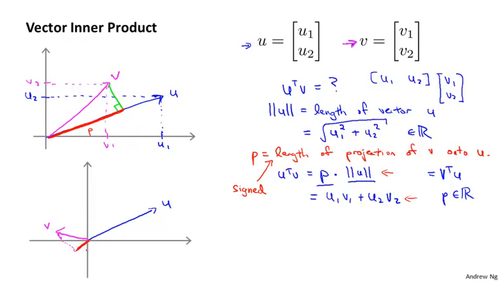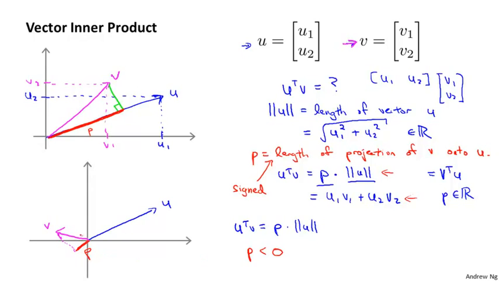And so I'm going to have that length P. And in this case, I will still have that U transpose V is equal to P times the norm of U, except that in this example, P will be negative. So, in inner products, if the angle between U and V is less than 90 degrees, then P is the positive length of that red line.